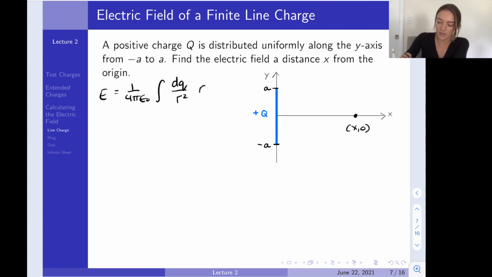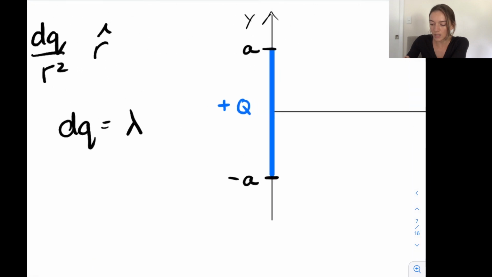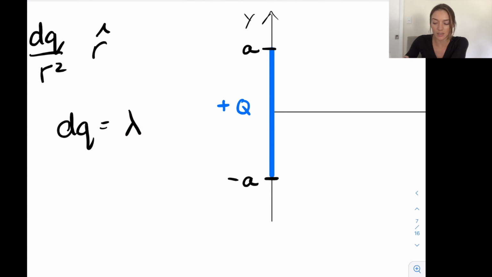So let's figure out each of these separately. Let's look at dq first. dq is our differential charge element. Since we're in a line charge problem, our dq is going to involve lambda, which is the charge per unit length. So each little point on this line has charge lambda.